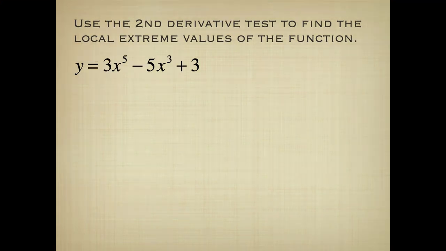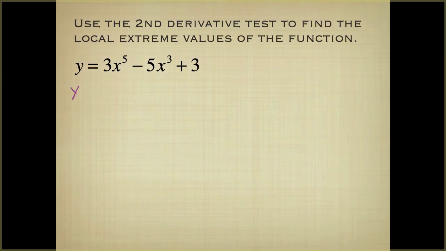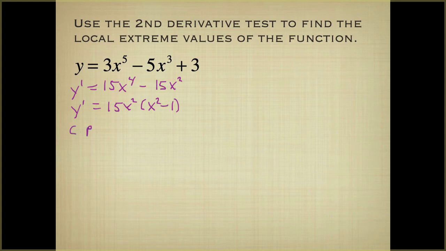Here it says use the second derivative test to find the local extreme values of the function. So we take our derivative, we get y prime is 15x to the fourth minus 15x squared. We're going to do some factoring. We're going to pull the 15x squared, leaves x squared minus 1. And you set this equal to 0, you'll find that your critical points are at x equals 0, -1, and 1. So we have 3 critical points.